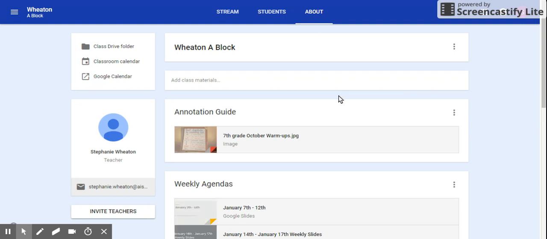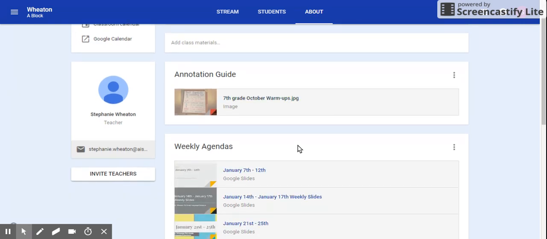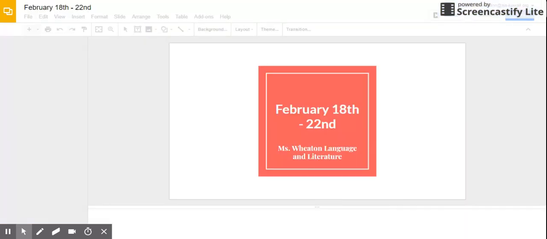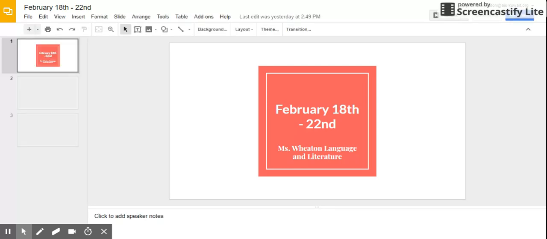So remember, the first thing you want to do is go to the About section. And if you scroll down, it says Weekly Agendas. Remember, the current week is always on the bottom. So I'm going to click this. Got to change my screen here. There we go. All right. So here is the weekly slides for your class, February 18th through 22nd.